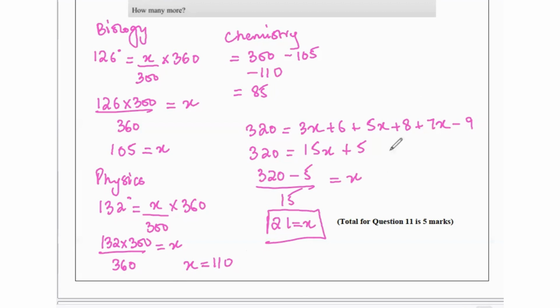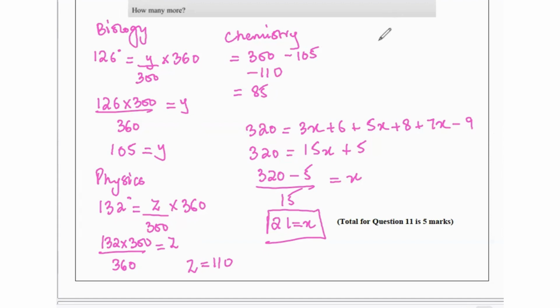So 21, actually I would like to change the variable over here so that you don't get confused. This is y and this is c. Okay. So 21 is the value of x for year 11.